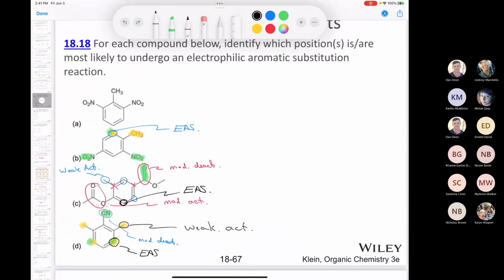We were able to look at all these compounds, and by using our knowledge of table 18.1, we were able to determine where electrophilic aromatic substitution would occur at each one of these compounds.